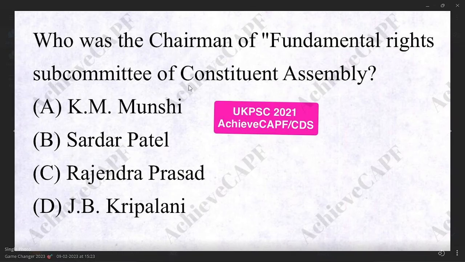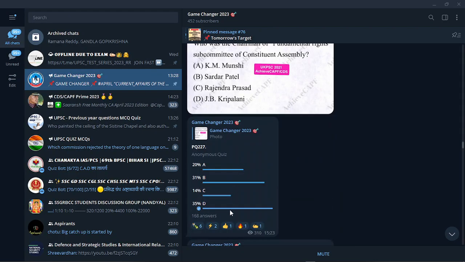Who was the chairman of the Fundamental Rights Subcommittee of the Constituent Assembly? JB Kripalani.